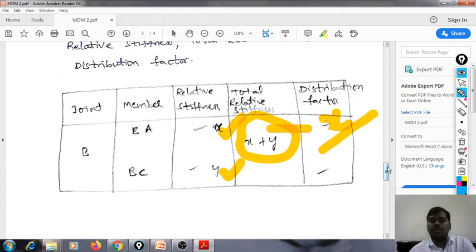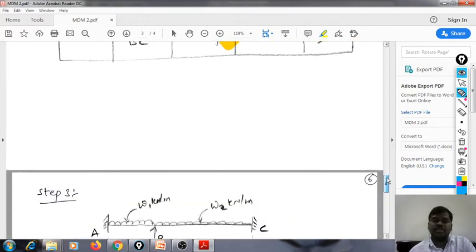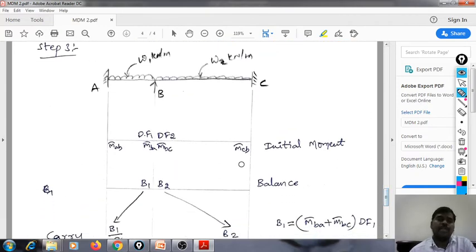Okay, no problem. So distribution factor 1 and distribution factor 2, and here we have m bar AB, m bar BA, m bar BC and m bar CB. These are the initial moments. In the name itself we have moment distribution method, so we have to distribute the moments accordingly and find the final solution. That is the theme regarding the moment distribution method.